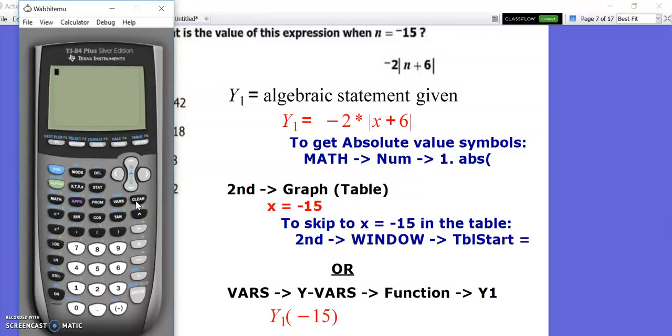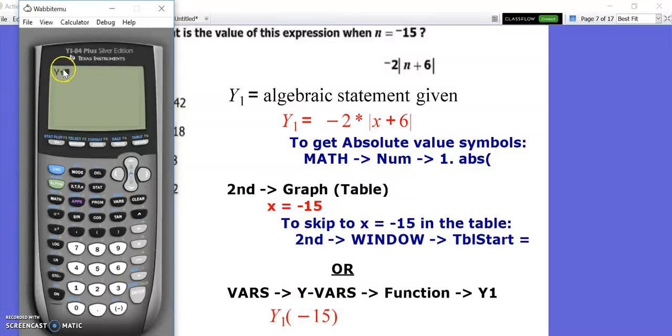You can go to vars, which is the key beside the clear key. So hit vars. Go right to yvars and enter on function. And let it type y1. And it's going to put y1 on your home screen. And we basically have this in function notation form. We want to put negative 15 into our function that's in y1.